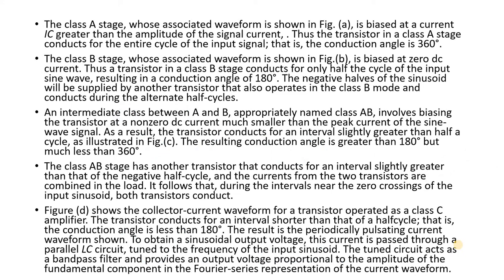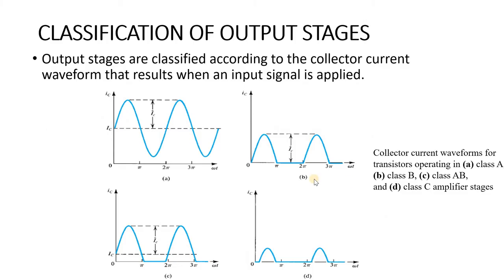So class A is biased at a current IC greater than the amplitude of the signal current. Thus, the transistor in a class A stage conducts for the entire cycle. See, this is the output waveform. For the entire cycle of the input, we are going to get the output. That is why full wave has been given, and it is above the ground level. Similarly, class B is a half wave rectified output, meaning the other half portion we are not going to get, and it is also above the ground level.